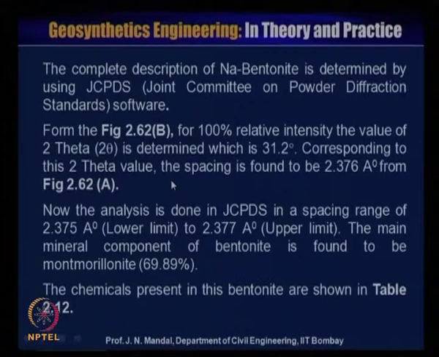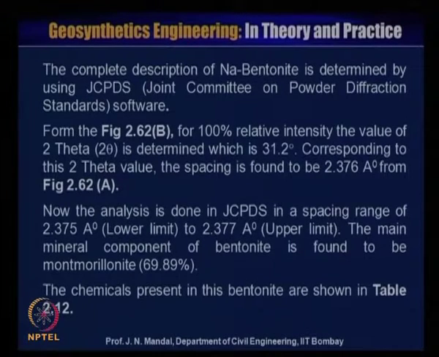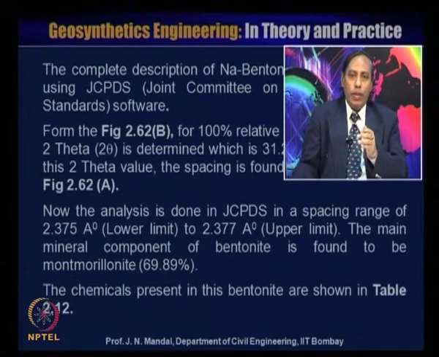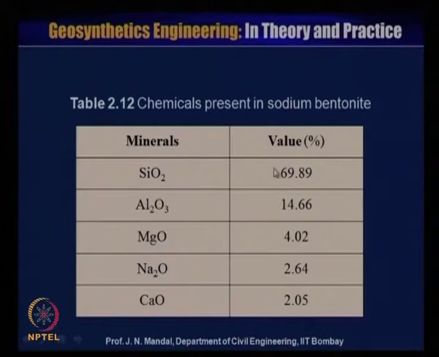And now the analysis is done in JCPDS in a spacing range of 2.375 Angstroms, that is the lower limit, to 2.377 Angstroms for the upper limit. The main mineral component of bentonite is found to be montmorillonite, that is about 69.89%. The chemicals present in this bentonite are shown. You can see the percentage of chemicals present in the sodium bentonite.